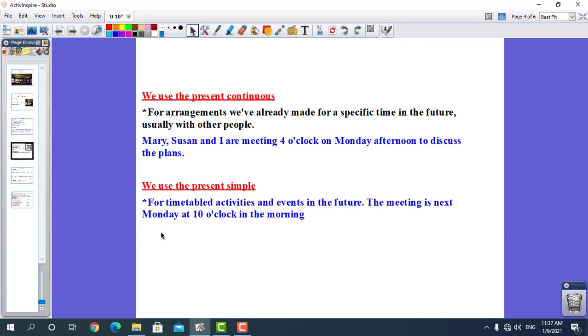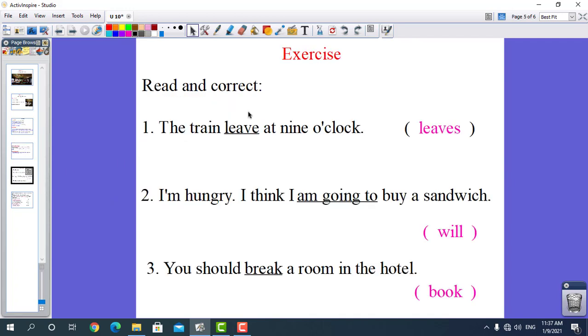When you say, my plane leaves the airport at 10 tomorrow. Someone else says, the bus goes to London tomorrow at 10 o'clock. Okay, that's all. Let's check some exercises here.